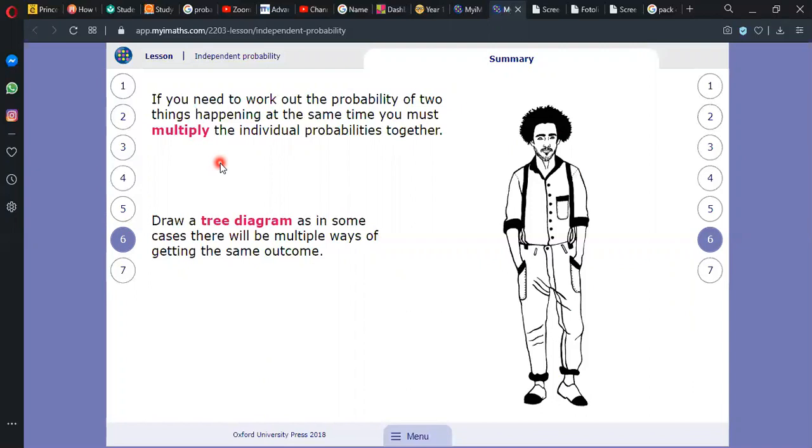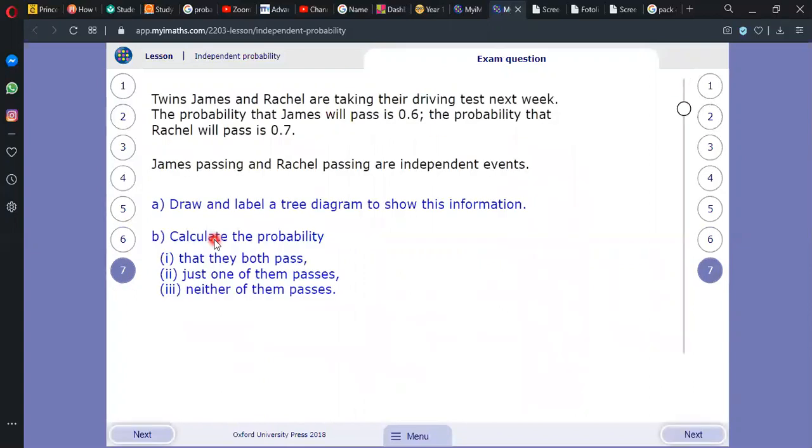Draw a tree diagram, as in some cases, there will be multiple ways of getting the same outcome, just like the last one that we did. All right. Finally, let's take a quick look at this.